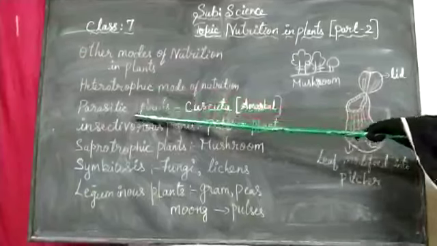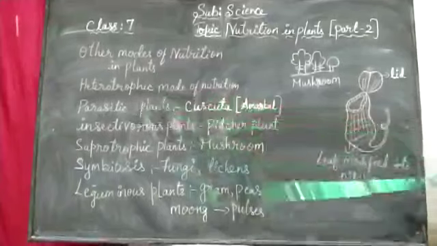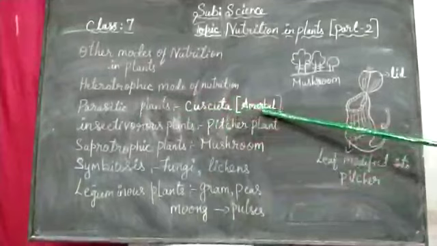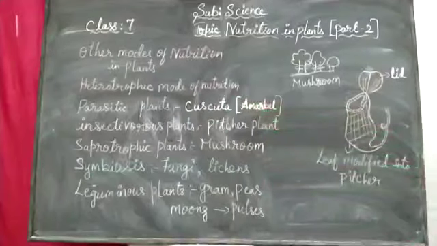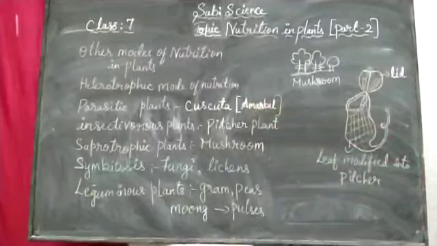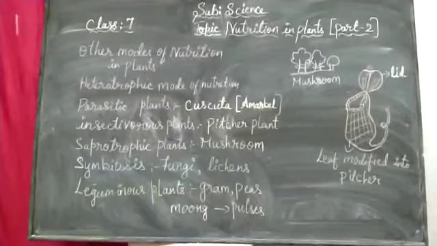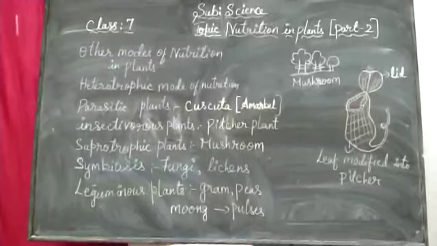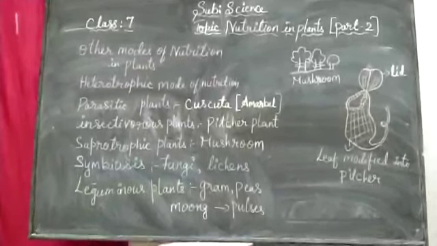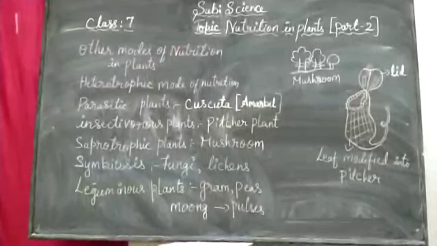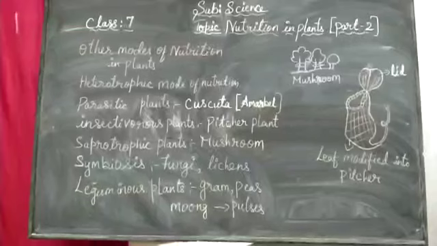Now, what is this? This is a parasitic plant. You know the cuscuta plant, that is nothing but amarbale. On the trees there are climbers which will be hanging on them. That is the amarbale or the cuscuta plant. These plants don't have chlorophyll to make their own food. Chlorophyll is not present in this plant. Therefore, they take the nutrition from the other plant.